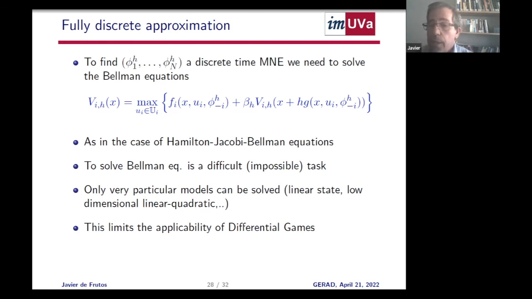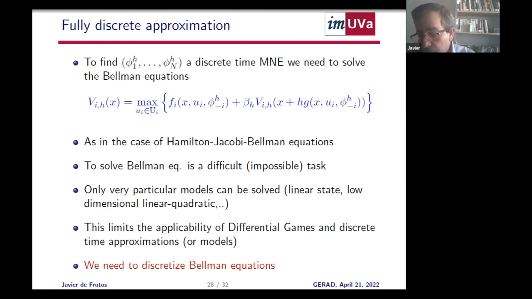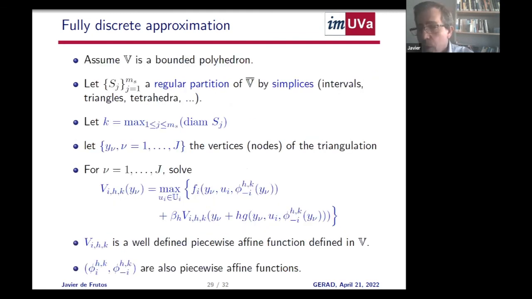So in general, if we put here a general function, this is a difficult task. And we have to discretize the discrete time approximation in order to find solutions of this kind of problem. The classical discretization of the Bellman equations is as follows. We take, for example, a regular partition of the state space by simplices, that is intervals in dimension one, triangles in dimension two, tetrahedra in dimension three, and so on. And in this regular partition, we see the vertices of the triangulation, the vertices that conform this partition by simplices.